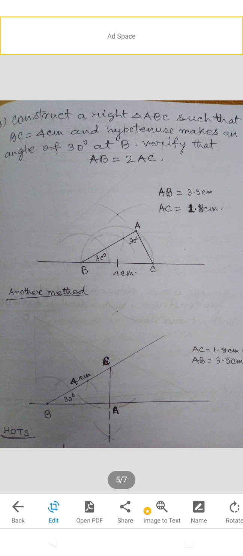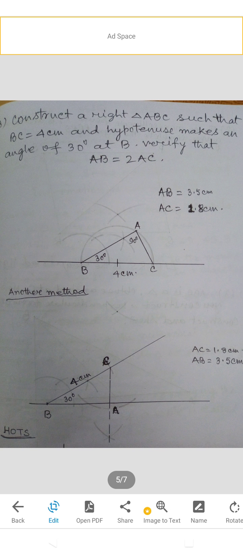With C as a center, draw the perpendicular on BA. In this way, BAC is the right angle triangle in which angle B equals 30 degrees and hypotenuse BC equals 4 centimeter. Now measure AC and AB. You will get AB equal to 2AC.